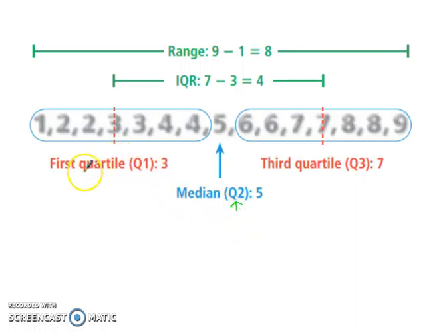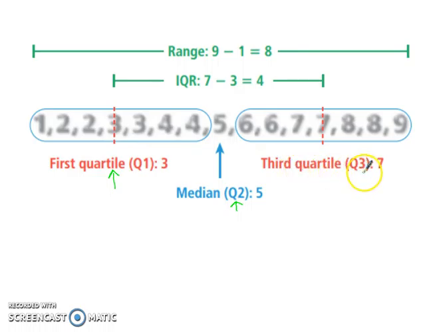When you're trying to find the first quartile and the third quartile, you're going to take the other data, so the data to the left and to the right, and then find the median of that. So we're going to look at just what's in this blue circle because it's all the data to the left of the median. So all the data to the left of the median is 1, 2, 2, 3, 3, 4, and 4. So we want to find the median of this data. So the median here would be 3. So the first quartile is 3.